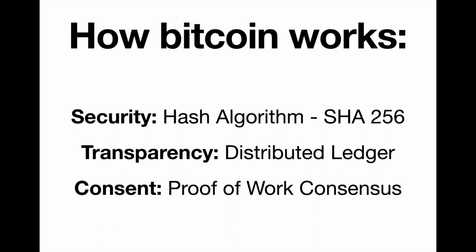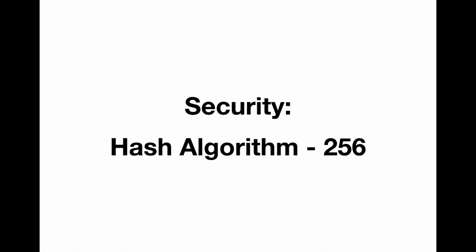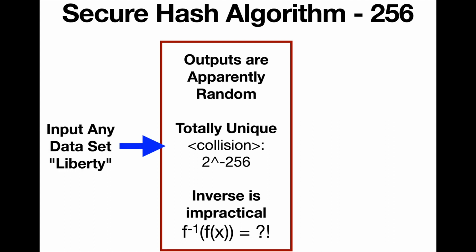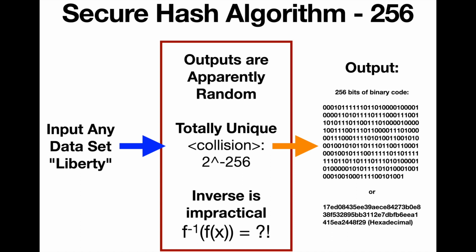Now we're going to discuss how Bitcoin works. We're going to talk about security, transparency, and the consensus mechanism. Security of Bitcoin is guarded by the security hash algorithm 256, which produces apparently random outputs which are totally unique and for which the inverse of the function is very difficult to find. For example, if you input any data set, let's say the word liberty, into the SHA-256 algorithm, you'll get an output consisting of 256 zeros and ones.